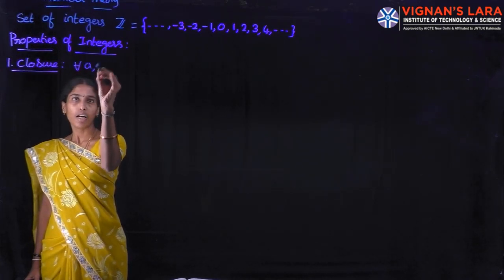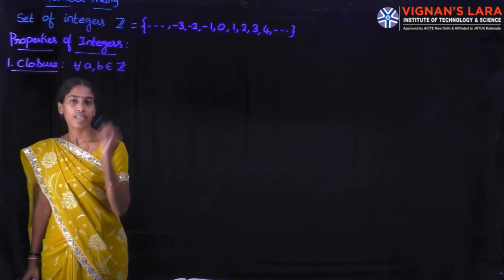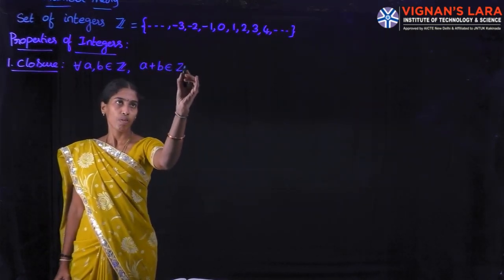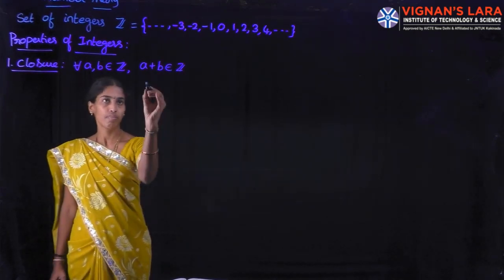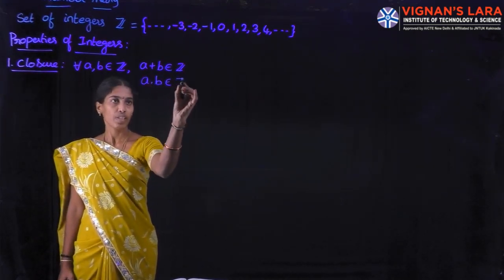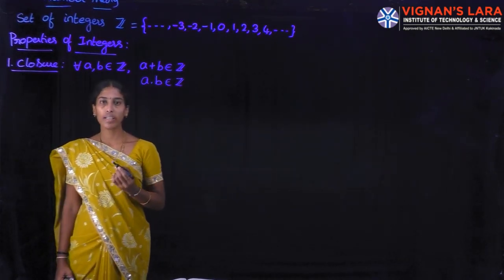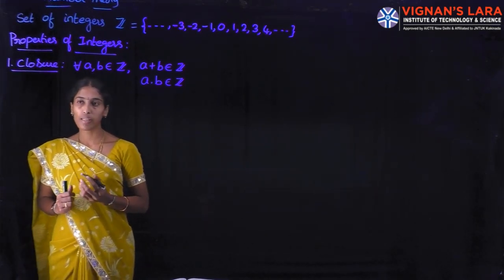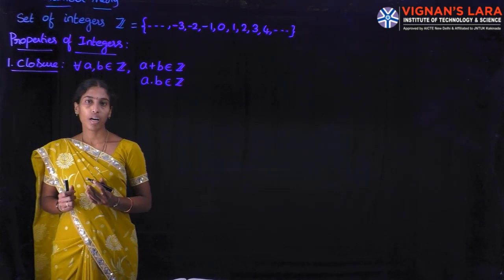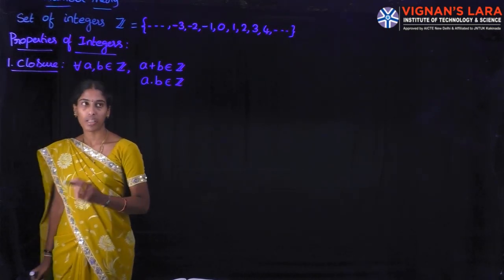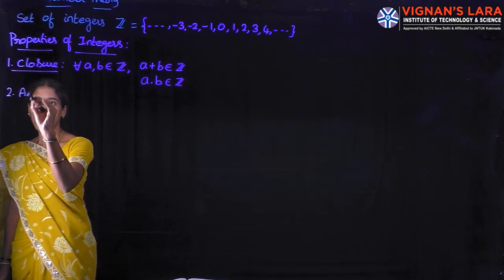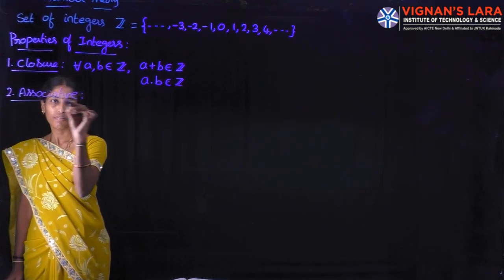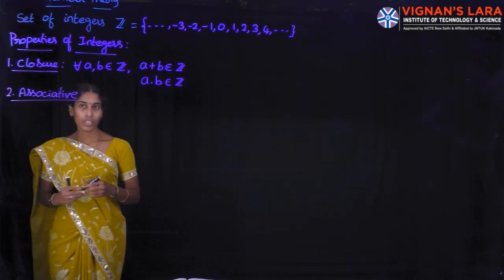For any a, b belonging to set Z, a plus b, that means the sum of two integers, is an integer, and the multiplication of two integers is also an integer, right? So we can say that addition of integers and multiplication of integers both satisfy the closure property, right? Second property, associative property.